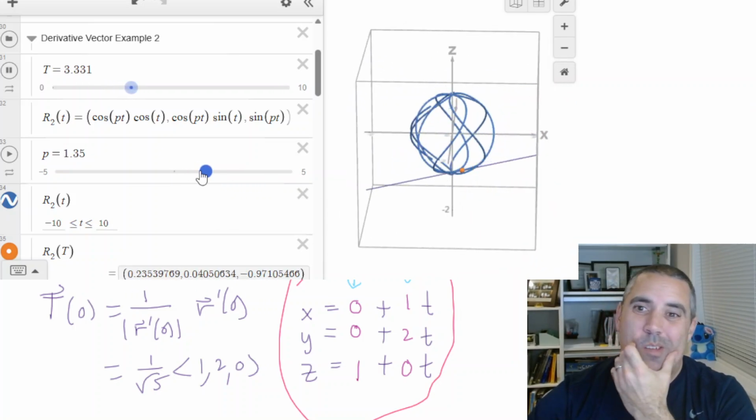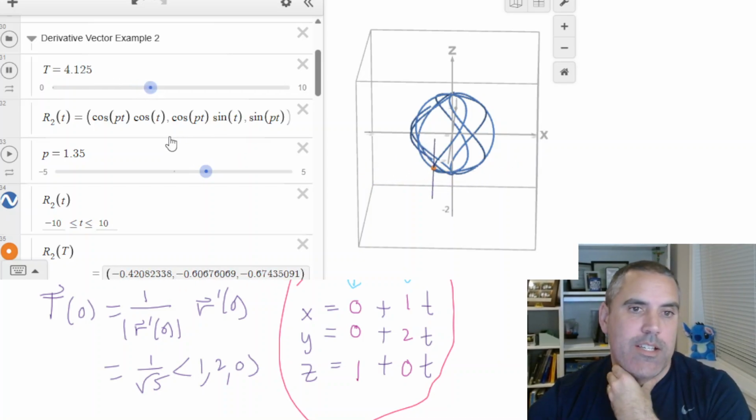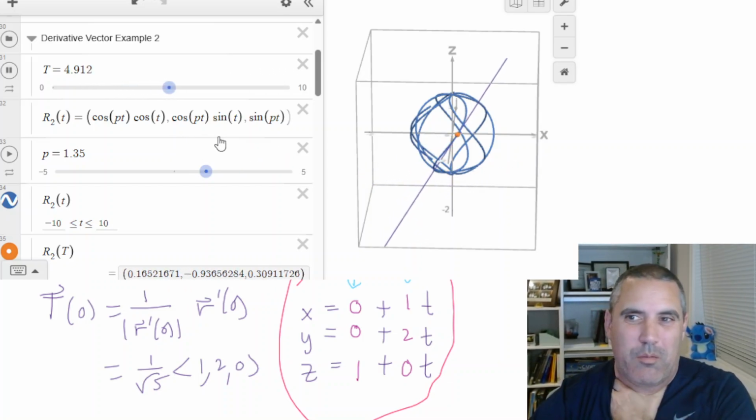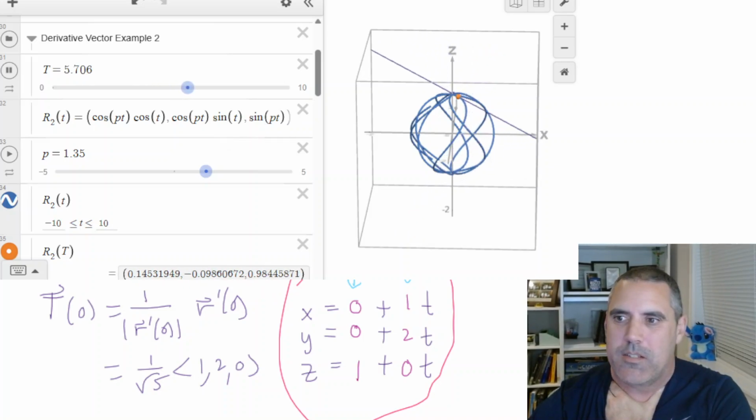Okay, so I encourage you to play around with it a little bit and just realize that we can now find the derivative of all of those things and use it to analyze. All right, I hope that's interesting.